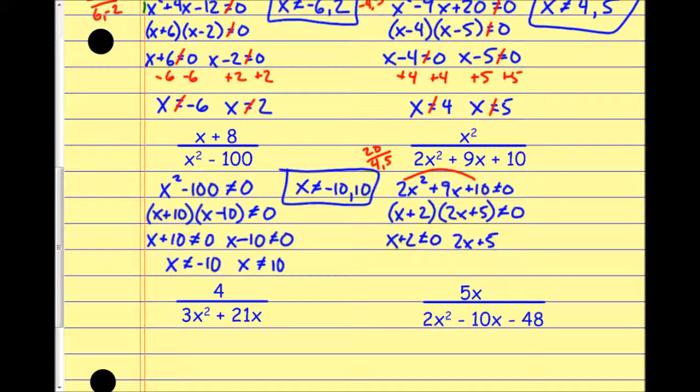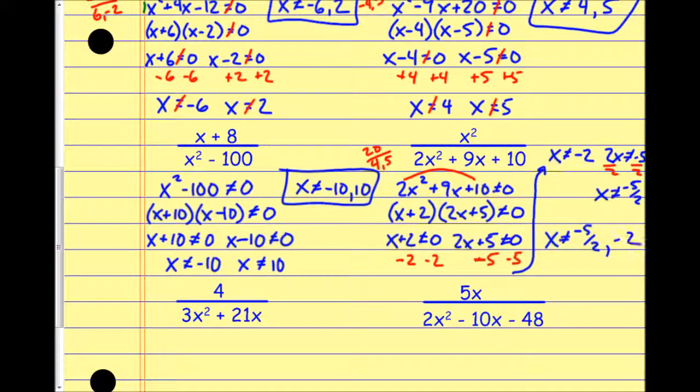And we solve each. Here we're subtracting the 2. Here we're subtracting the 5. Let me bring each of those up here. So I get x cannot equal a negative 2. And I get 2x cannot equal a negative 5. And I have to finish solving that second one by dividing by the 2. So I find out that x cannot equal, I've got a negative 5 halves, and I've got a negative 2 for my two restrictions. Okay? So I'm just setting the denominator equal to 0, saying, hey, x cannot equal these things.